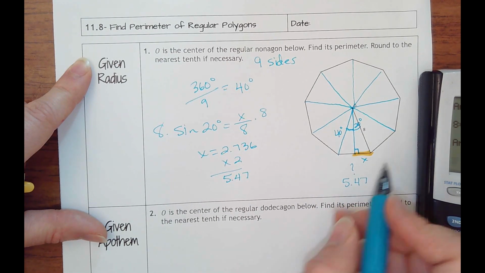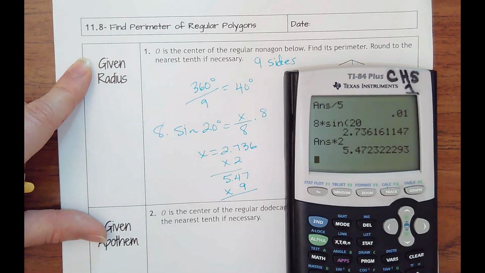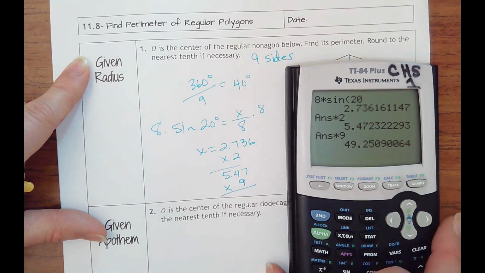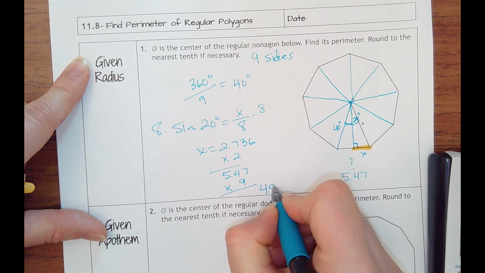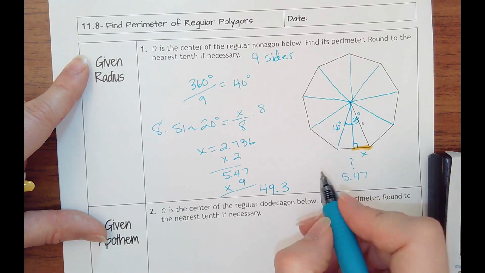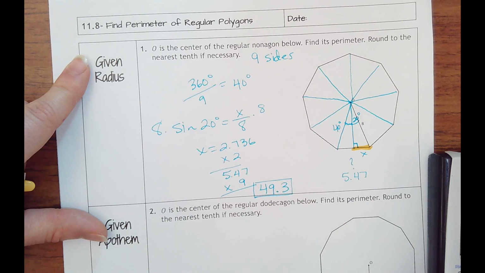But then for the perimeter, I want to take that times the 9 sides. And I get 49.3. I would keep that same decimal in your calculator so that you get precisely what they're wanting. And I guess that doesn't have a label. So 49.3 is our answer.